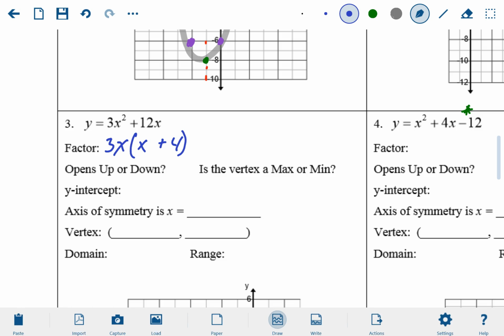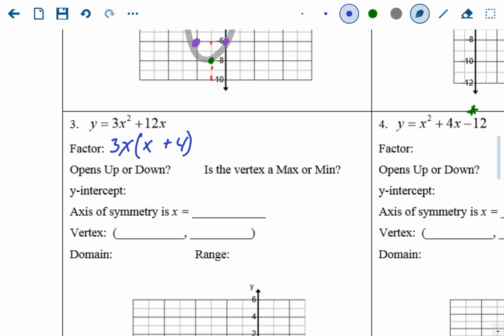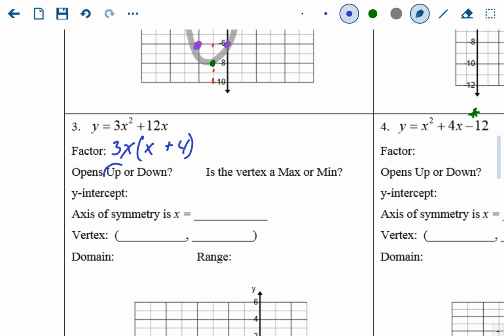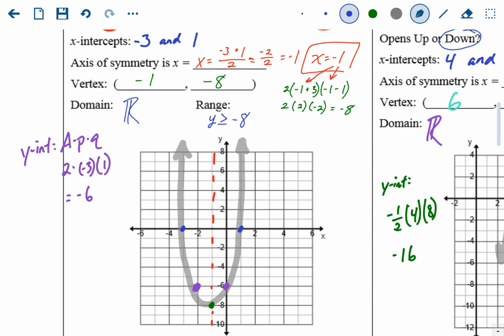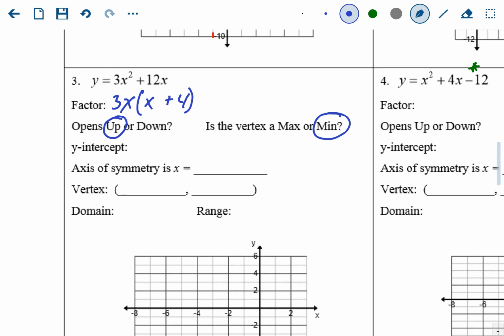Now this one, I might as well do the whole thing. I won't graph it, but I'll do all the info. The a value is the same in factored and unfactored form. It's positive 3. It opens up, which means there's going to be a minimum. The vertex is going to be the lowest point. The y-intercept you can find from factored form or from standard form. The y-intercept in standard form, since this was written in standard form, is always the c value, and there is no c value. So it means the y-intercept is 0.